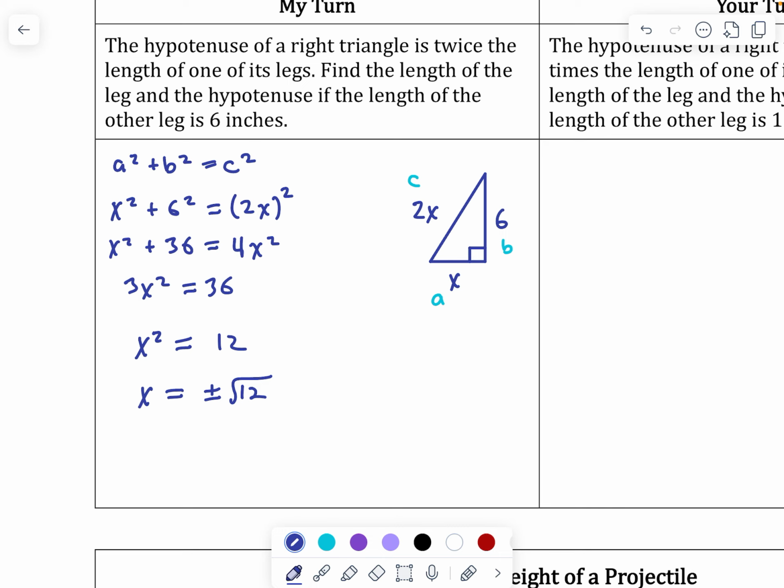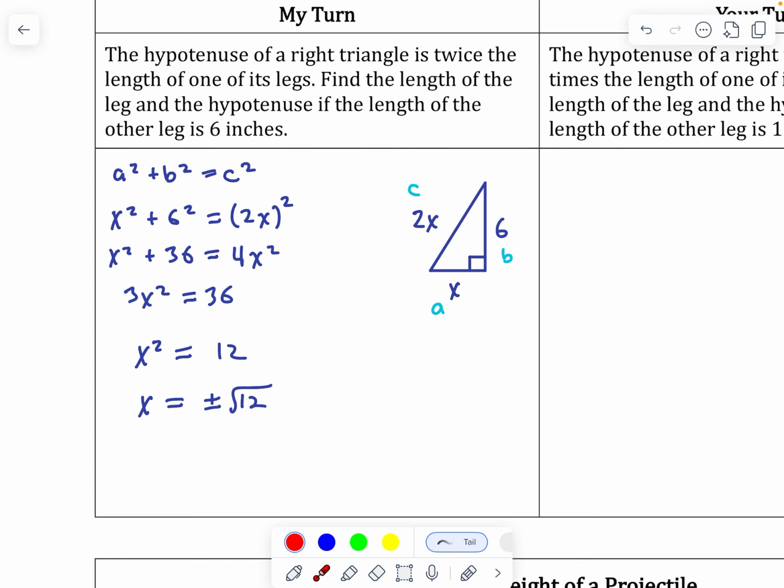So if you're doing just an abstract equation with no context, with no word problem, yes, you would stick with the plus or minus. But here we're dealing with an actual triangle that has an actual leg, and it wouldn't make sense for the leg to have a negative length. So we're actually just going to use the positive root 12. You do need to simplify this. 12 can be broken down into 4 times 3, which is 2 root 3. And we're doing inches here, so 2 root 3 inches.